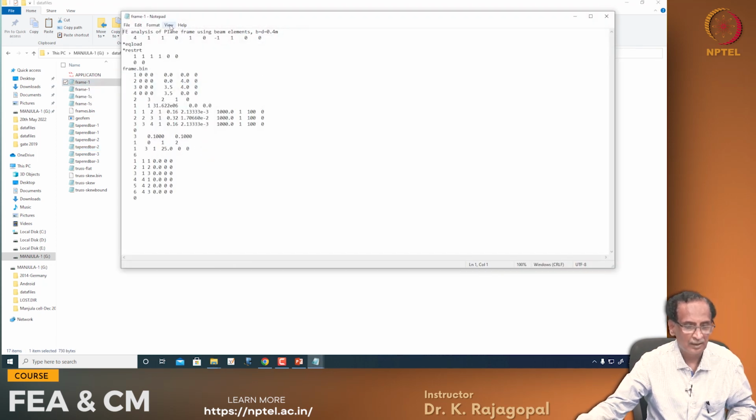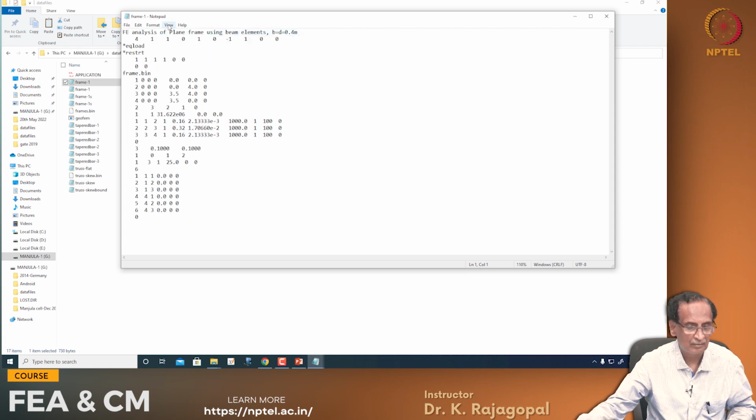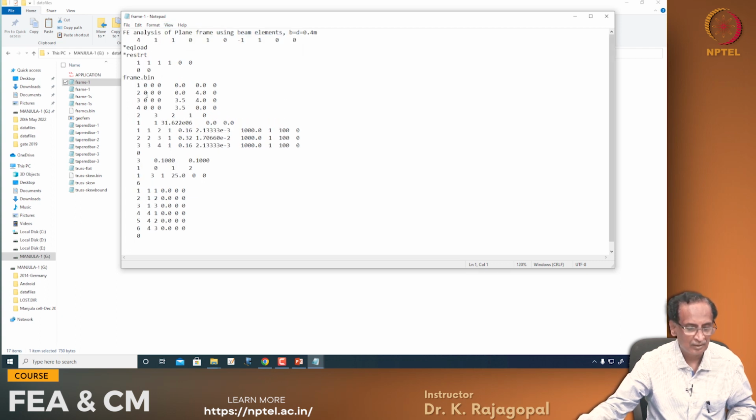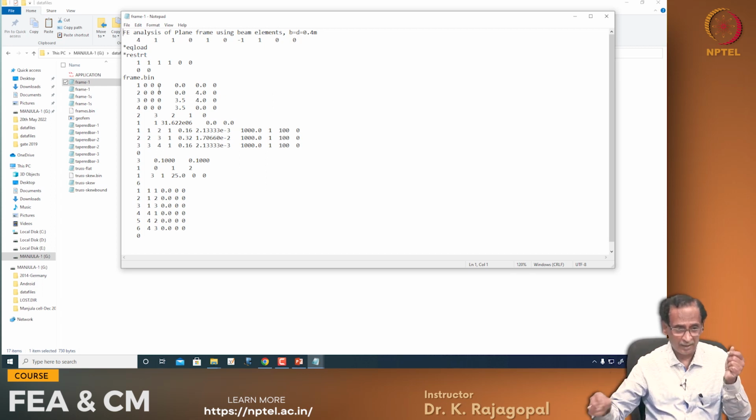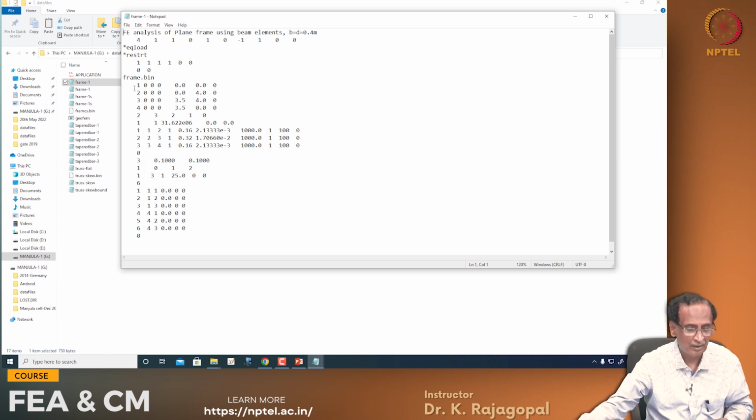So this is our data file. See, there are 4 nodes, and I purposely did not constrain any of these nodes at the element level or at the assembly level. So all the degrees of freedom are given as 0, so that it will number them. Node 1 is at x of 0 and y of 0. Node 2 is at x of 0, y of 4. Node 3 is at 3.5 and 4, and node 4 is at x of 3.5 and y of 0.